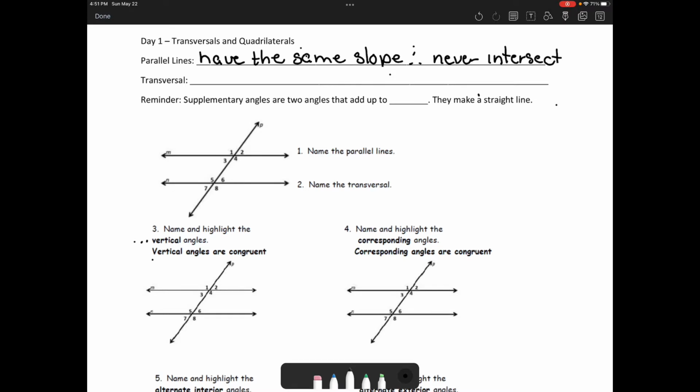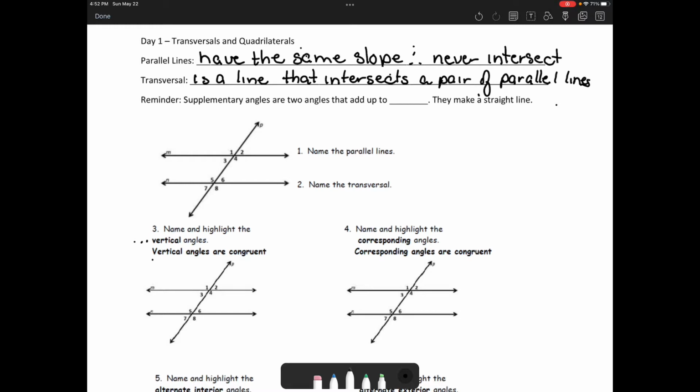A transversal is a line that intersects a pair of parallel lines. And I guess it doesn't have to be a pair of parallel lines. There can be an infinite number of parallel lines, but the transversal intersects them all.